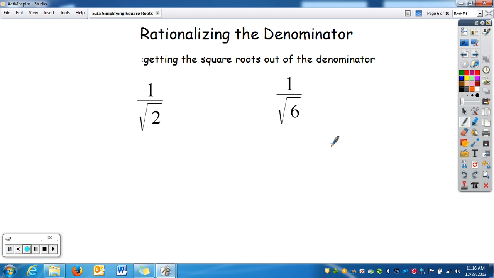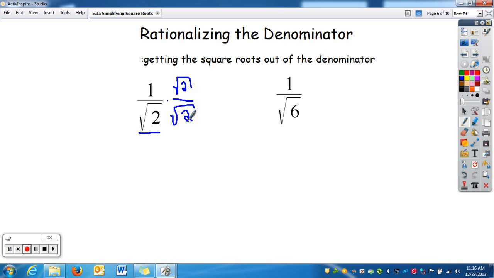Alright, so the last thing is what happens if you have a root in the denominator. And this is something called rationalizing the denominator. You're getting the square root out of the denominator. And to do that, you are going to multiply whatever's in the denominator to the top and bottom. This is called rationalizing the denominator. Making it a rational number, because right now it's irrational. That's where the name comes from.